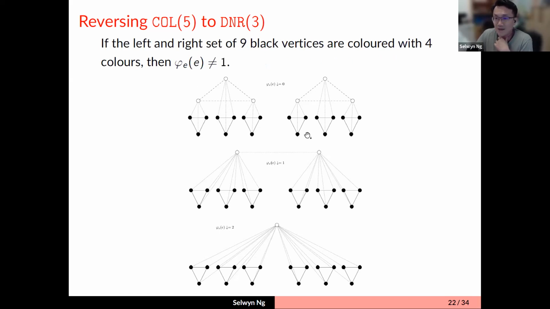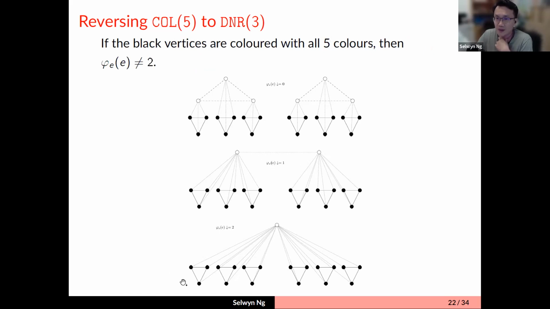Similarly, if the left and right together are colored with 4 colors, then we know that the second configuration is not possible, because this white node will have to avoid 4 colors, and this will have to avoid 4 colors, and then they have to avoid each other. But again, it can only be done with 5 colors. And finally, if all the black vertices are colored with all 5 colors, then of course the third configuration is not possible. So what this says is that if I have any 5-coloring of the original set of black nodes, then we can decide a suitable value that phi EE does not take. So this allows us to avoid phi EE.